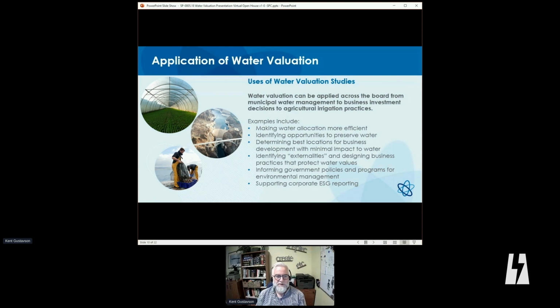That doesn't mean they're not important. It means actually the opposite, that they're likely important to consider, and that's what we try to do, bringing in all those other types of values that aren't normally part of a decision. Informing government policies and programs for environmental management is also where water valuation studies are used. And lastly, supporting corporate ESG, or environment social governance, reporting. I just wanted to note the approach we're taking to water valuation for this is consistent with contemporary ESG reporting practices.